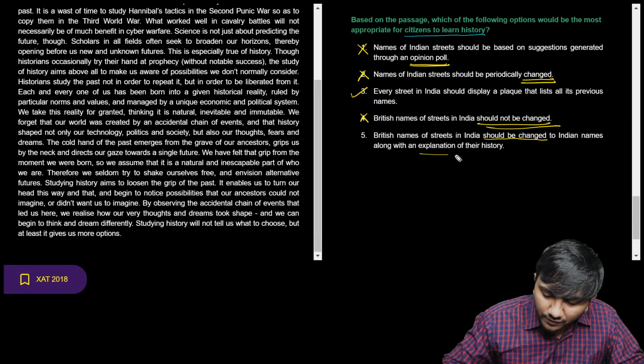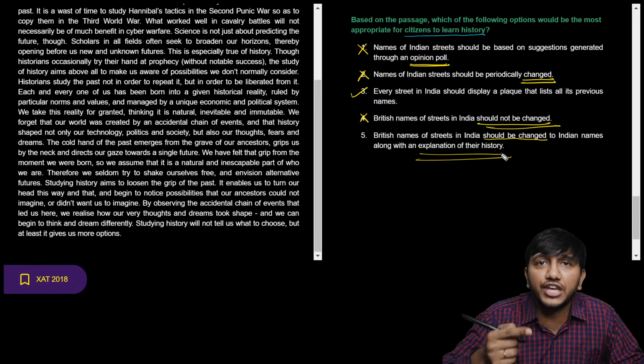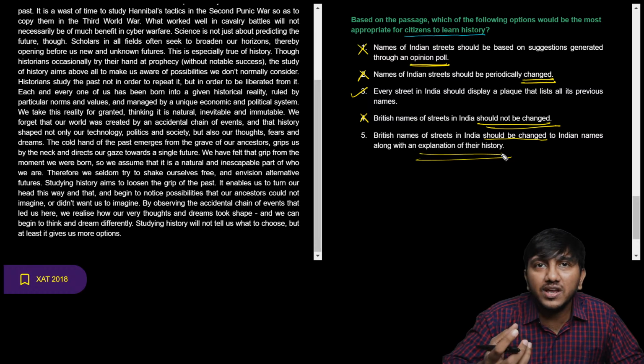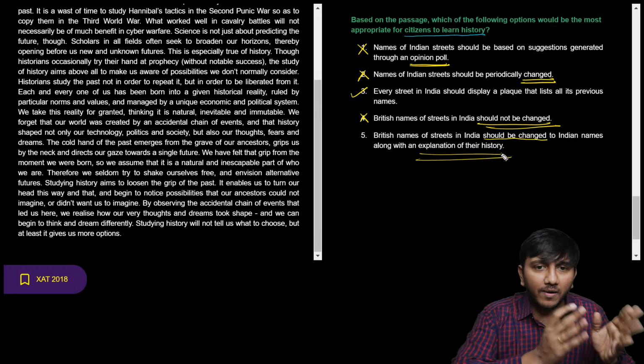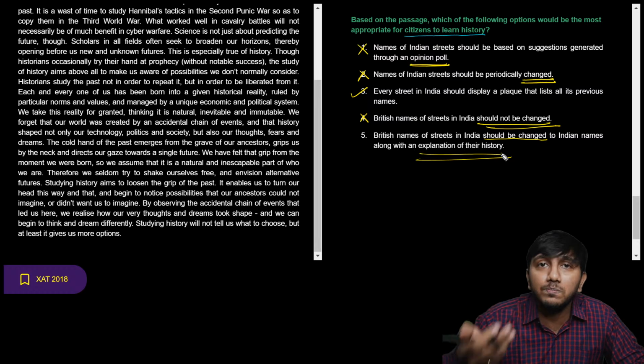Along with the explanation of their history and all is okay. But why is the first part saying that British names should be changed? Why should it be changed? There's no reason which you can have from the passage, right? From the passage, you won't be able to get any reason as to why the names should be changed or why the current state should be changed.